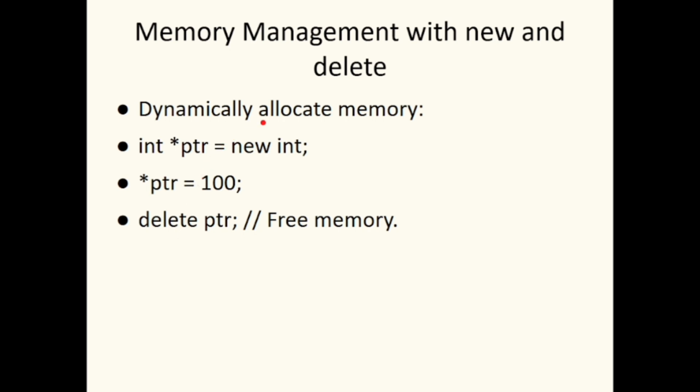And why do we use memory management, why do we use the new and delete keywords with pointers? C++ allows dynamic memory allocation using new and delete. This means memory is allocated at runtime instead of compile time. The ptr output will simply print out this 100 on the screen.